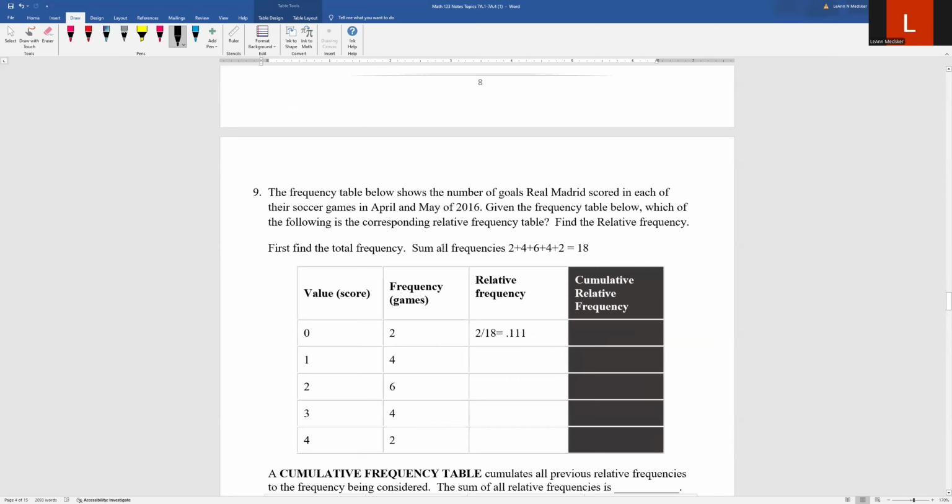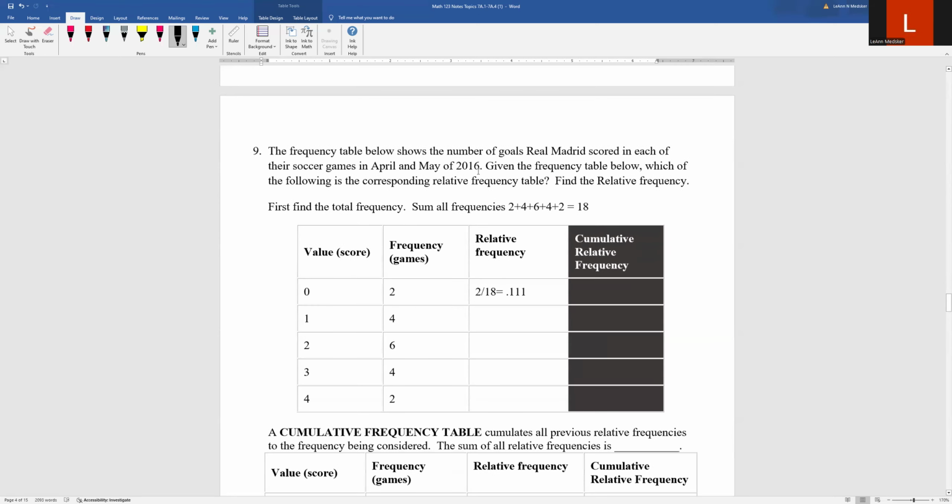Okay, so we're going to try one of these. It says the frequency table below shows the number of goals that Real Madrid scored in each of their soccer games in April and May of 2016. Given the frequency table below, which of the following is the corresponding relative frequency table? Notice they said which of the following. In Newton, you might have multiple choice. I just didn't want to do that because it takes up too much room. So find the relative frequency.